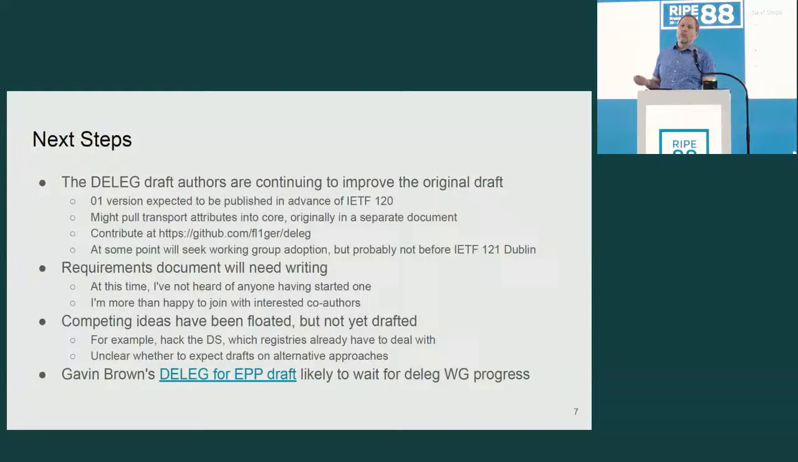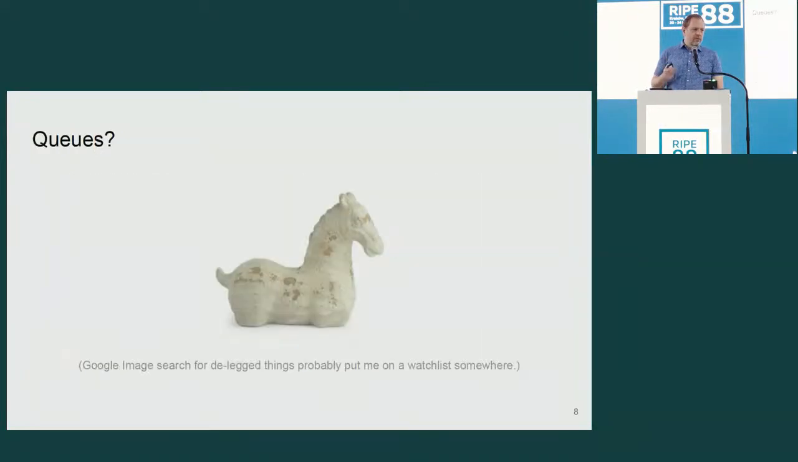I will note that already somebody eagerly submitted an EPP draft for the registry extension working group for facilitating the communication of DELEG from registrars to their registries. But at the moment, because we really don't know exactly where DELEG is going, Gavin is probably going to have to put that on the back burner until something more concrete starts emerging. And I am right at the end of time, so if you have any questions, I'm happy to address them.